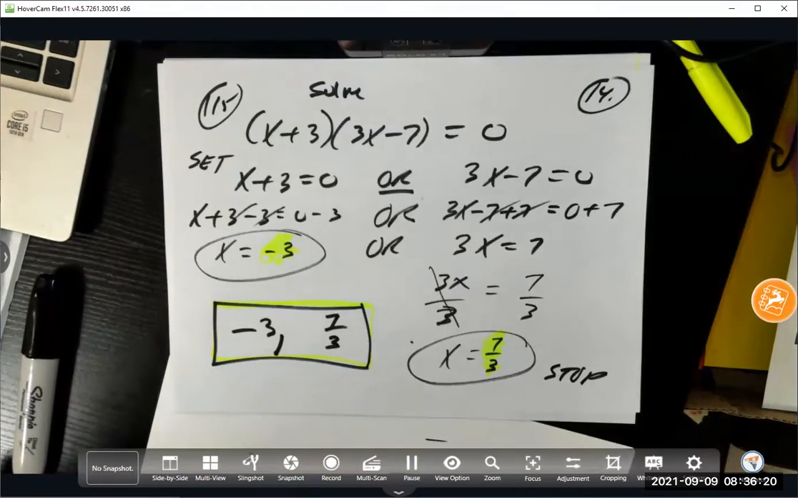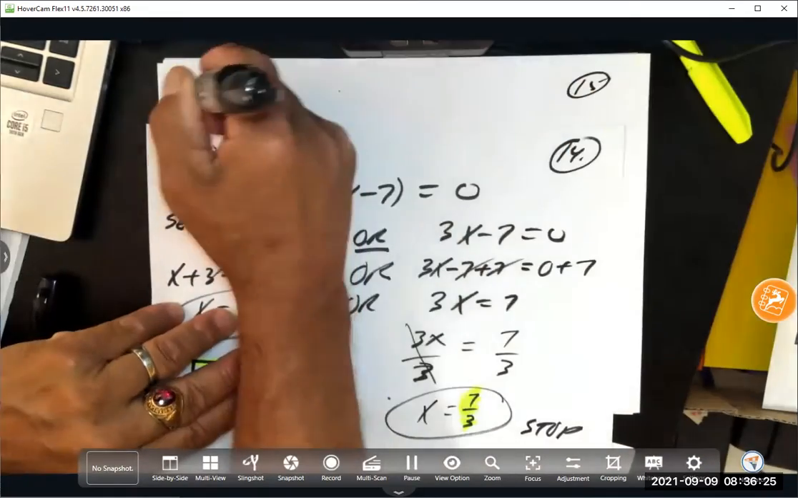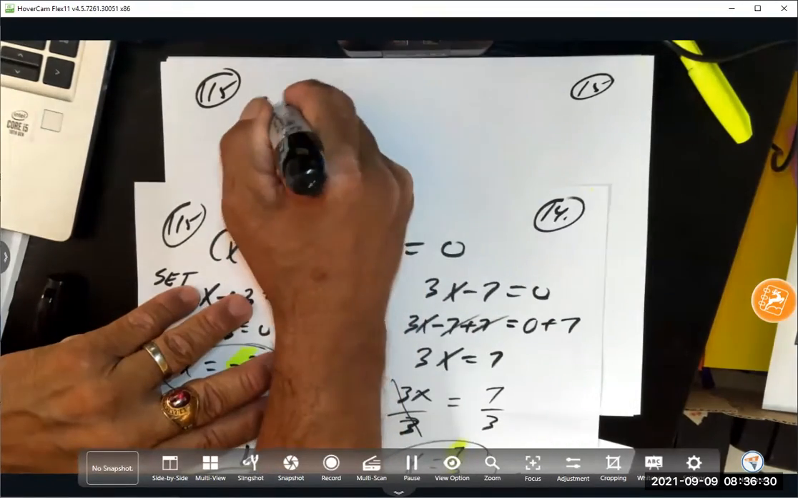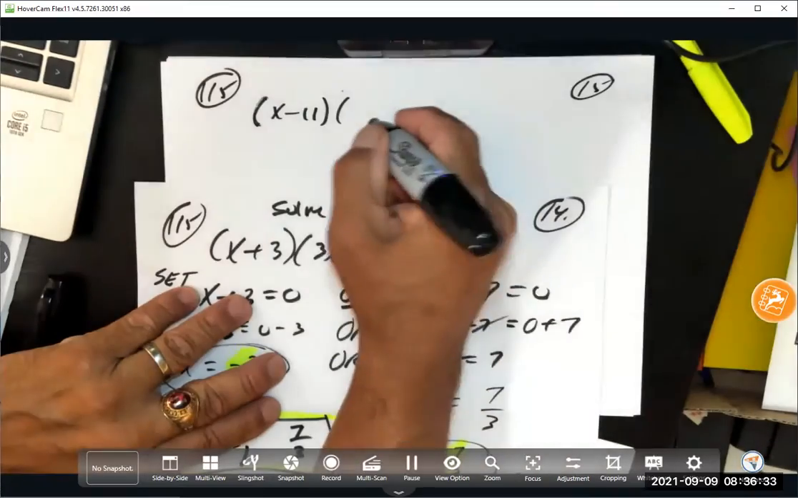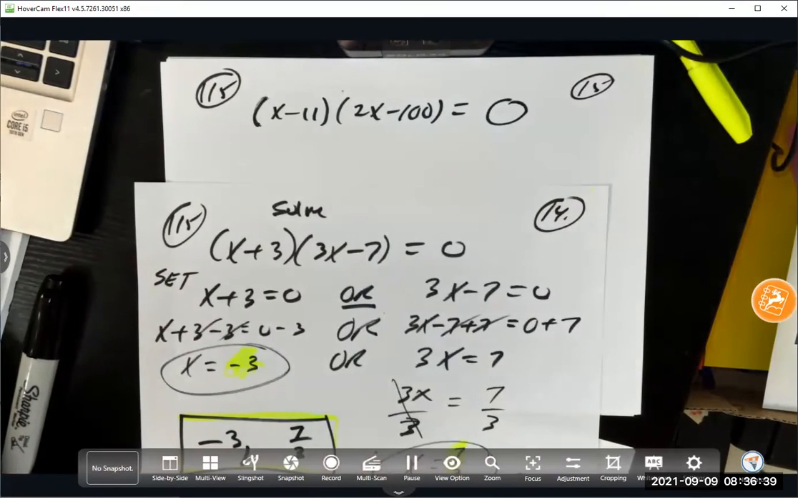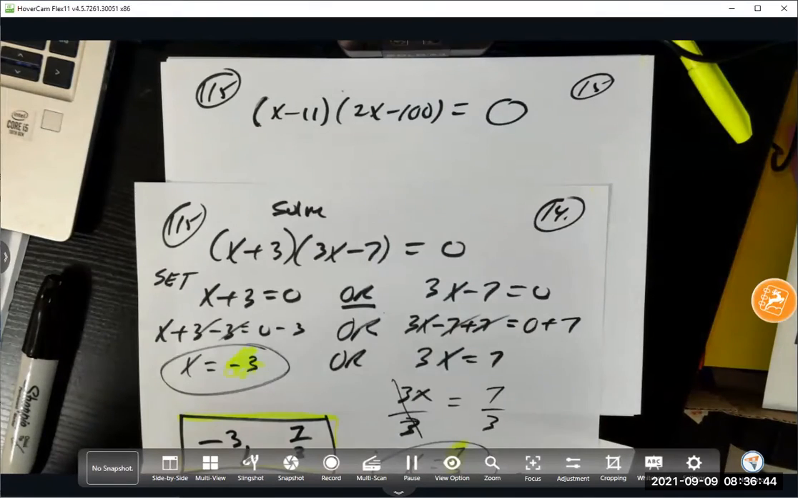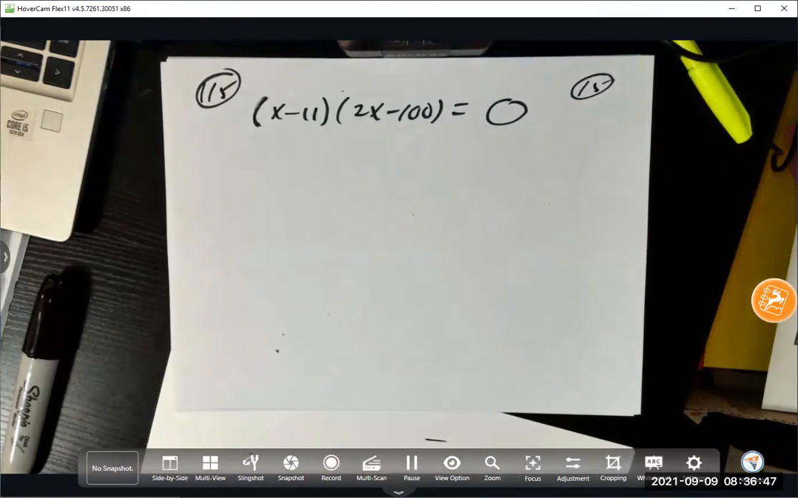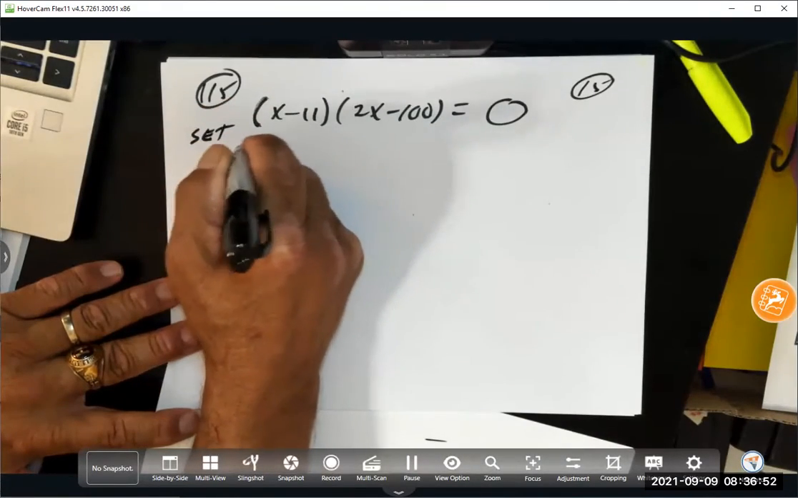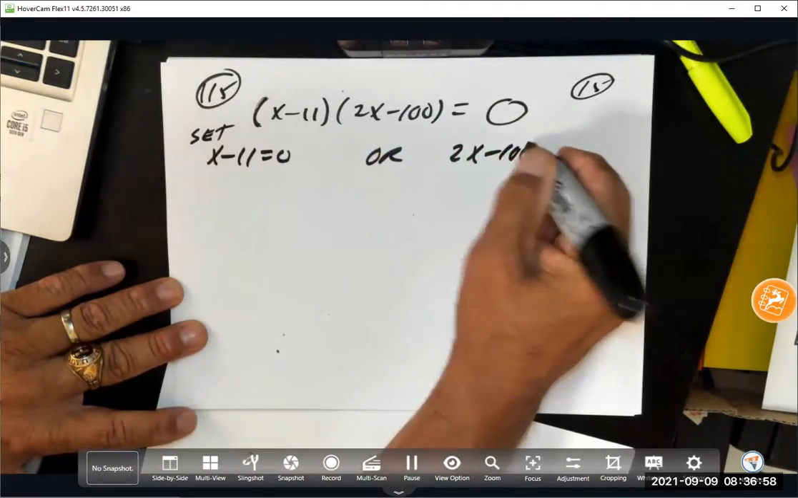Let me do it now like this one, okay? Same problem. I'm just going to change the numbers. 115 again. Let's say I have x minus 11 times 2x minus 100 equals 0. What do you think? Same problem, right? But different numbers. So I'm going to set it up. So x minus 11 is 0, or 2x minus 100 equals 0.